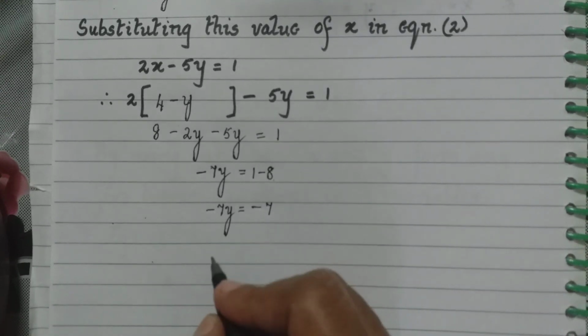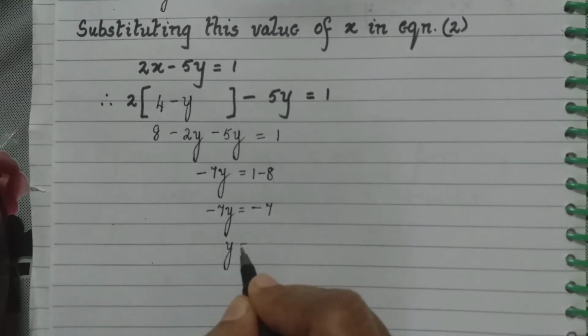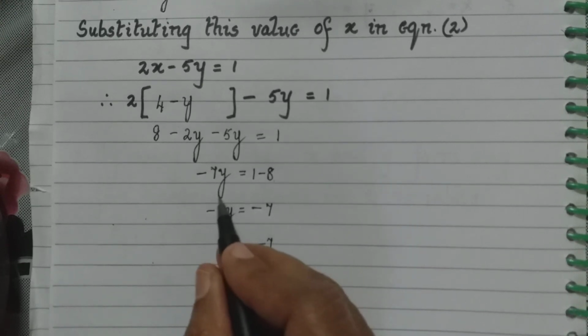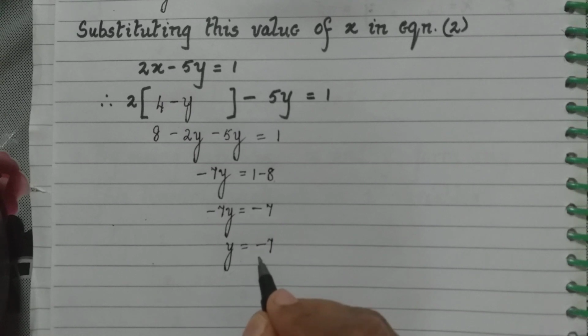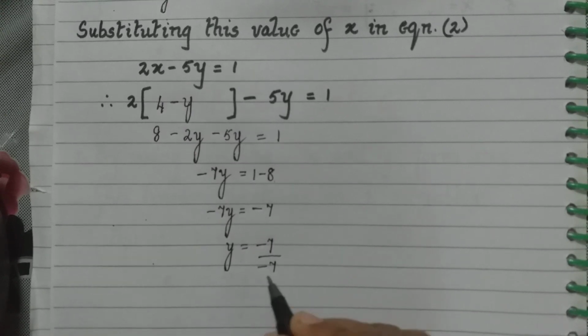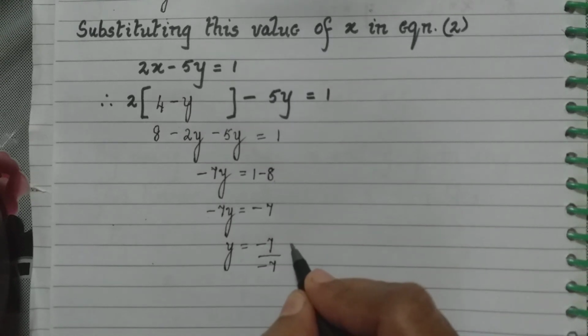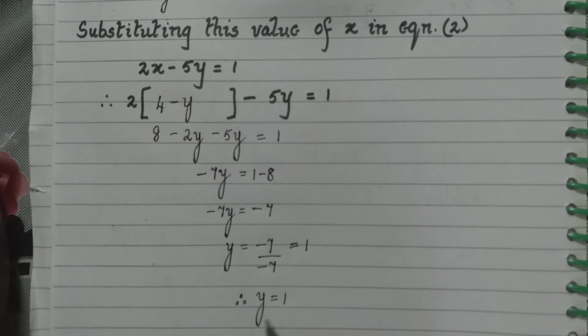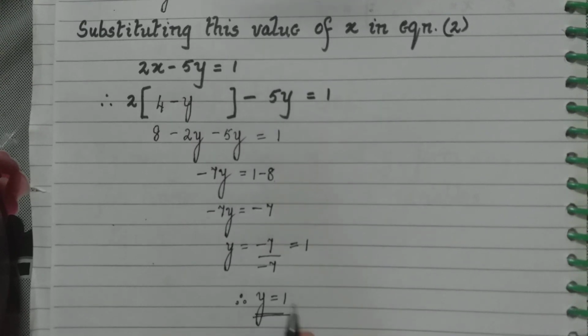So, now I have to find out what y is. y is equal to, here, minus 7. The coefficient here, minus 7, when it goes on the other side, it will divide. So, minus 7 upon minus 7. Minus 7 goes in minus 7 once. So, this is equal to 1. Therefore, we get y equal to 1. Now, we have got the value of y. From this now, we will get the value of x.